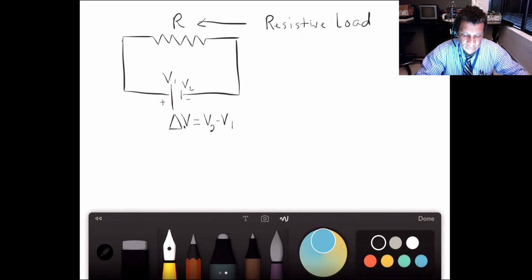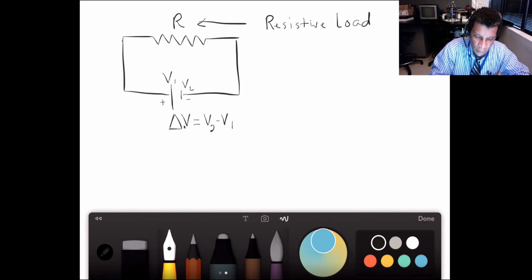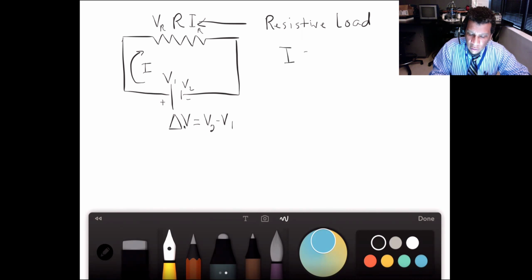So up here with this resistance, you're going to have a voltage that's associated with it. And you're going to also have a current that's associated with it. Current is going to flow around like so. And the first thing that I want to point out is that current is equal all the way throughout this circuit, because everything is in series.